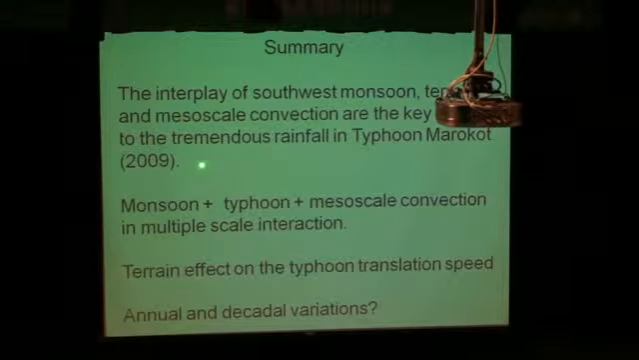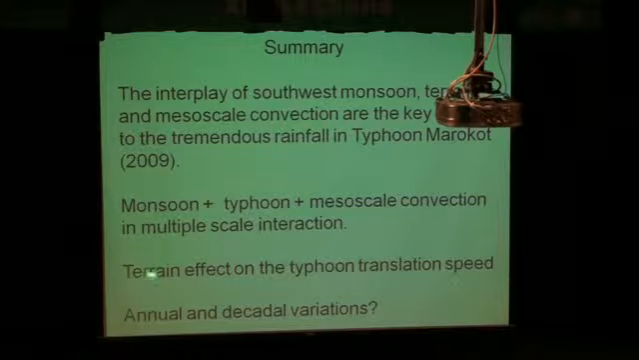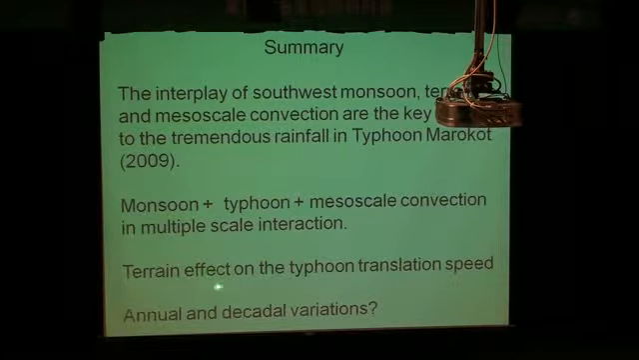I think to understand the whole problem, understanding the problem to be solved may be just as important as solving the problem. I think the monsoon, typhoon, mesoscale convection, and multiple scale interaction should be studied together more closely. And I think the terrain effect on the initiation of the precipitation and all these kinds of detailed things, but also why there's a large variabilities in the translation speed.